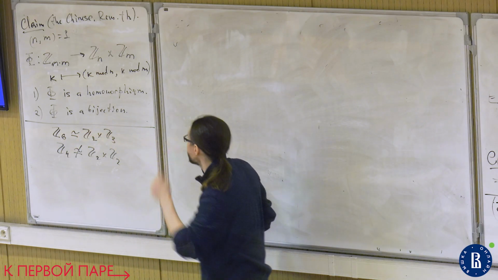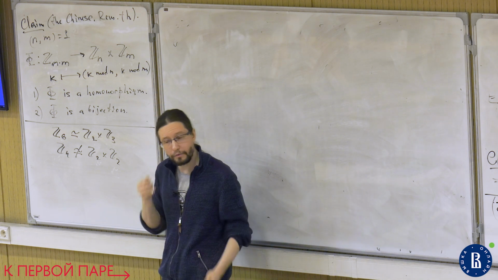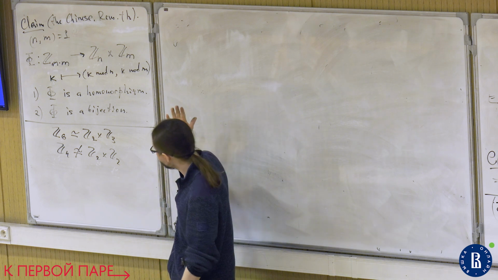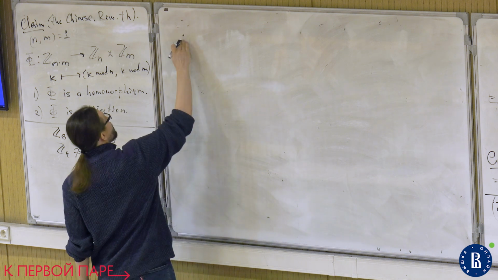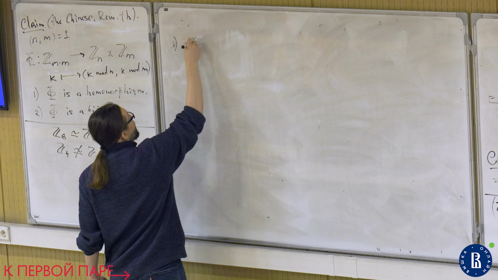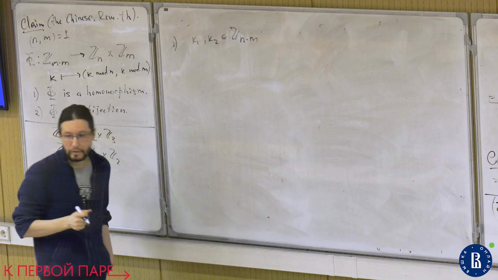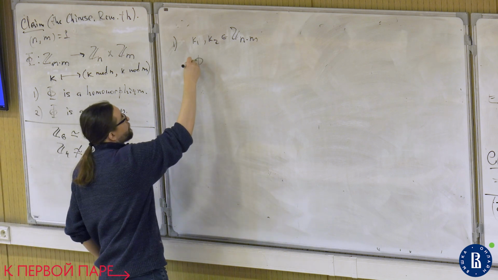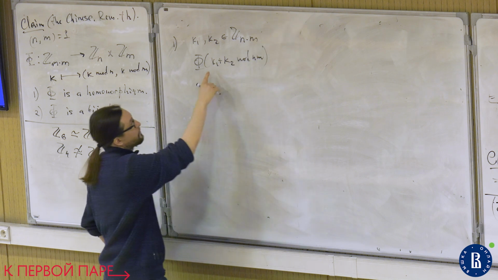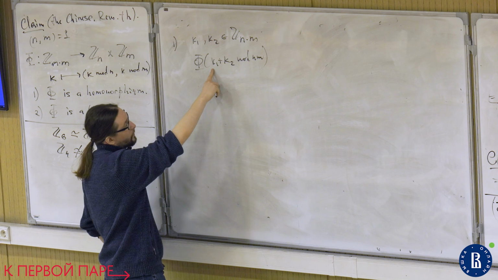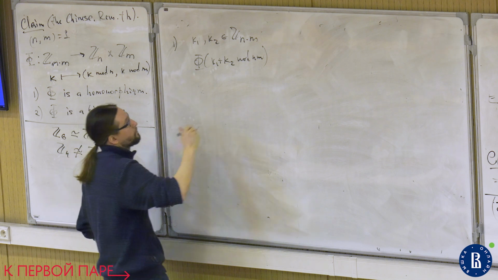First of all, let's prove that phi is a homomorphism. In order to prove that phi is a homomorphism, we need to check that it respects the operations. So let's take two remainders k1 and k2 in Z_nm. Now, we want to check phi of (k1 plus k2 modulo nm). This is what I did here: I just applied the operation to k1 and k2 and then applied the map phi.